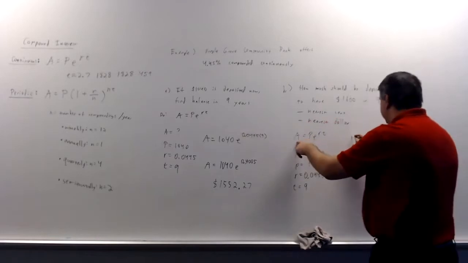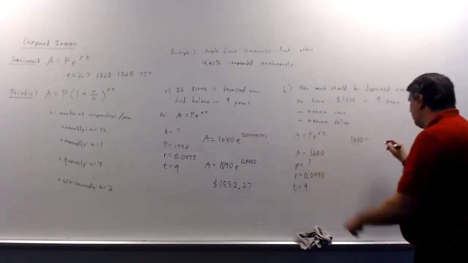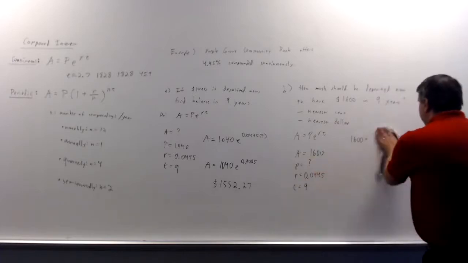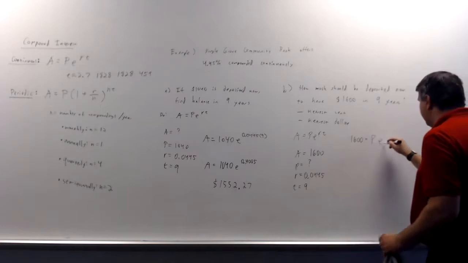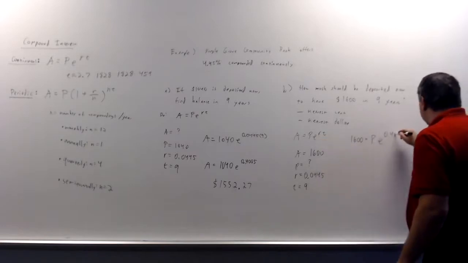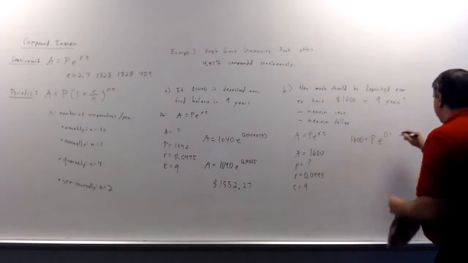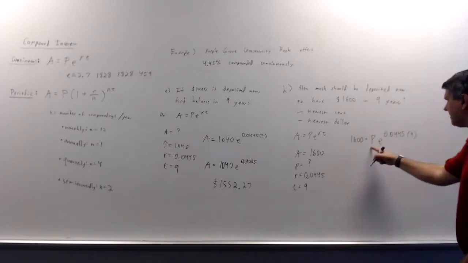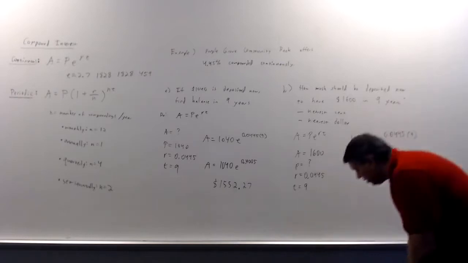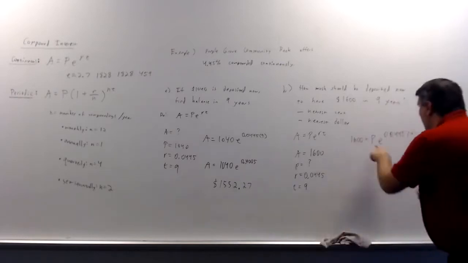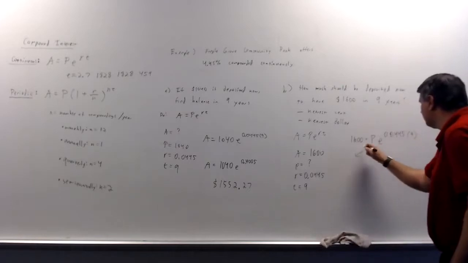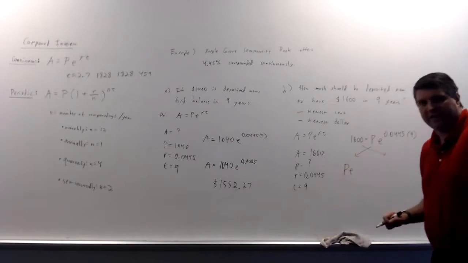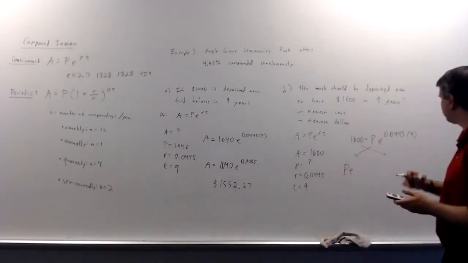So I want to know when 1,600 will equal P times e to the 0.0445 times 9th power. Okay, that's my unknown. That is what I'm solving for. So since that's my unknown, I'm going to switch the sides and move it over here. Okay, so I have P. I am going to go ahead and simplify the exponent. I'm going to pretend that I don't know what the answer to this is.